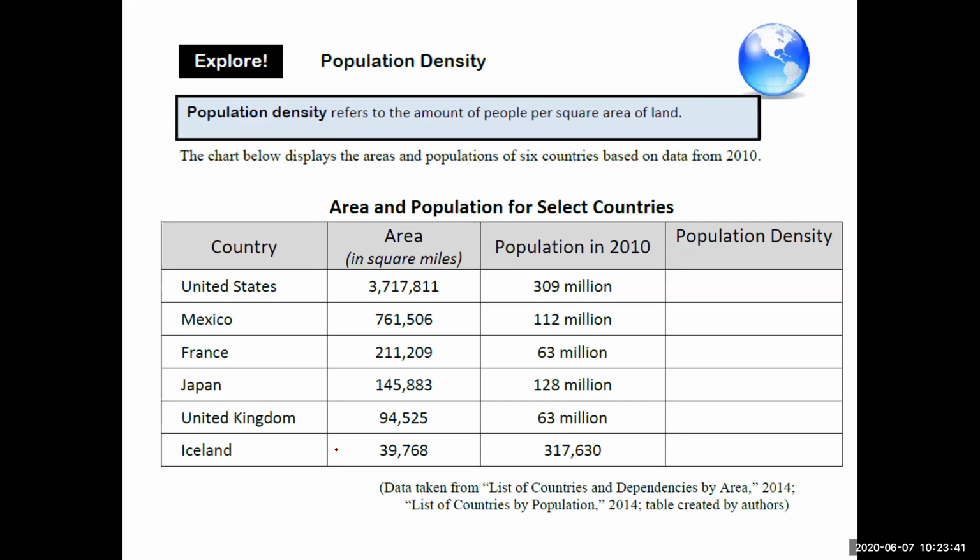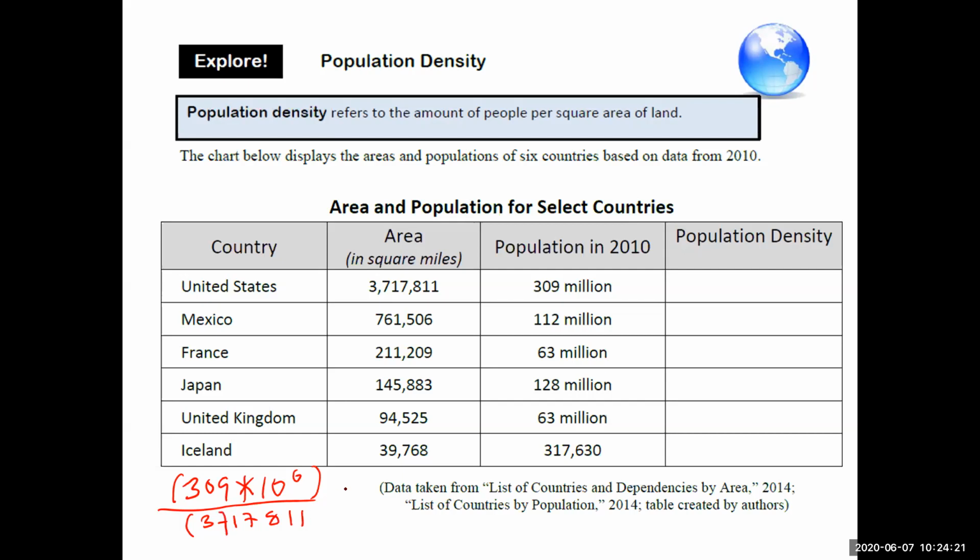Is that okay? So for the United States, the population is 309 million. Is that okay? So I'm going to do that of the United States right here. So we're going to do 309, and this is a million. And then we divide by the square area of land, which is 3,717,811. Oh my goodness. I don't know why my pen keeps striking out.